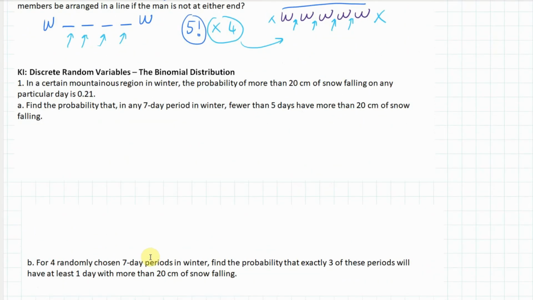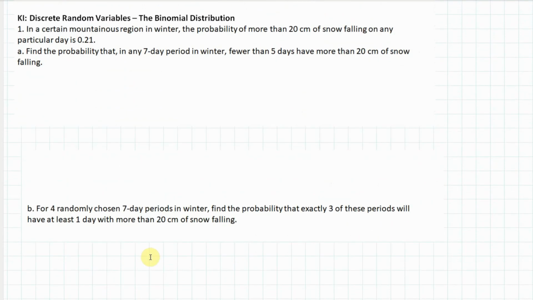Alright, we're on the last one. We're doing really well. Okay, so in a certain mountainous region in winter, the probability of more than 20 centimetres of snow falling on any particular day is 0.21. Okay. Find the probability that in any 7-day period of winter, fewer than 5 days have more than 20 centimetres of snow falling.